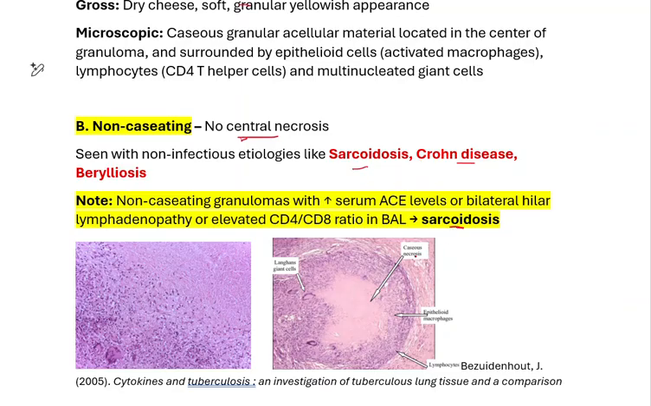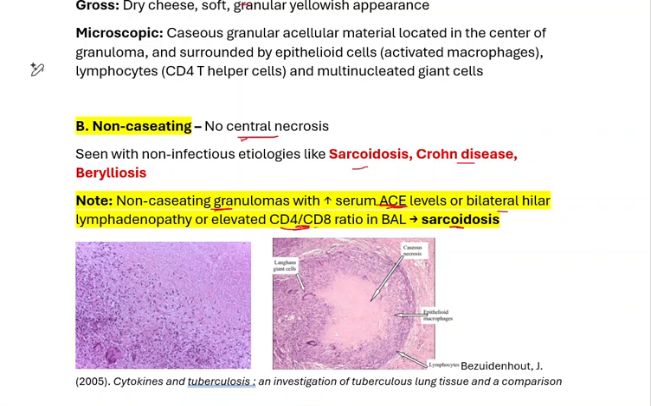So sarcoidosis classically causes non-caseating granuloma, right? And the granuloma will also produce angiotensin converting enzyme, which is ACE, which can be increased in the blood. And they classically have bilateral hilar adenopathy. So when you see bilateral hilar adenopathy, along with increased ACE level and a non-caseating granuloma, you should always be thinking of what? Sarcoidosis.